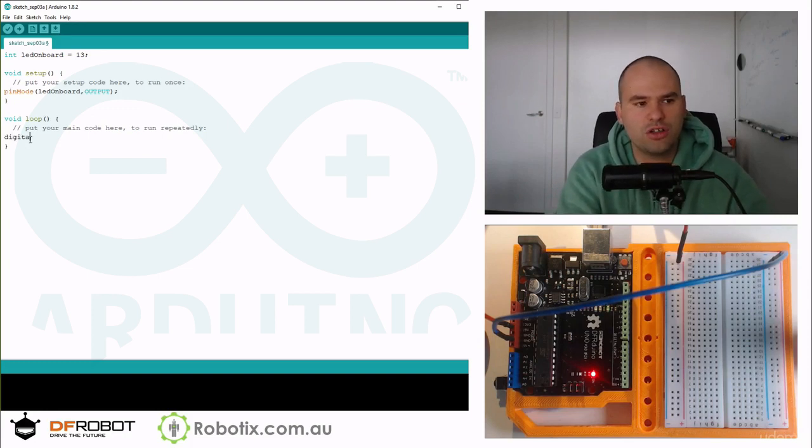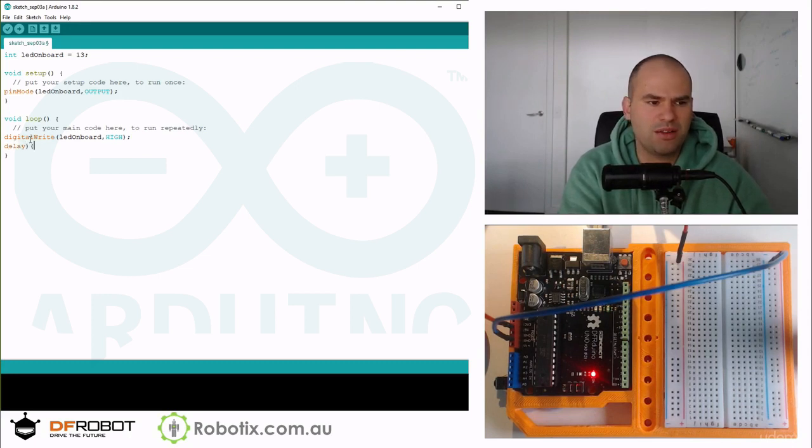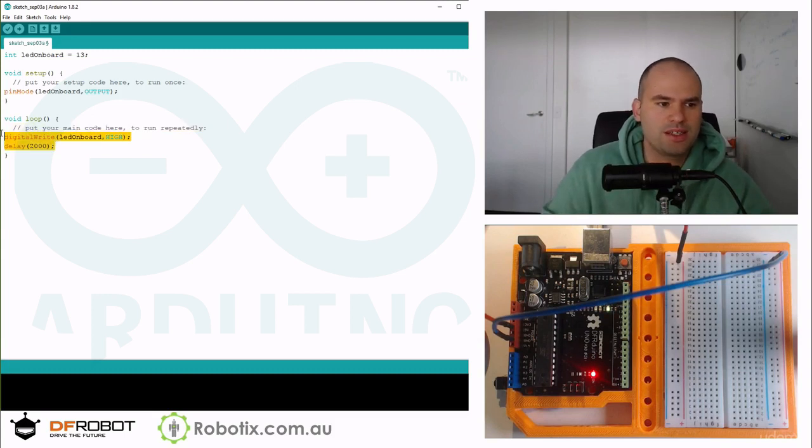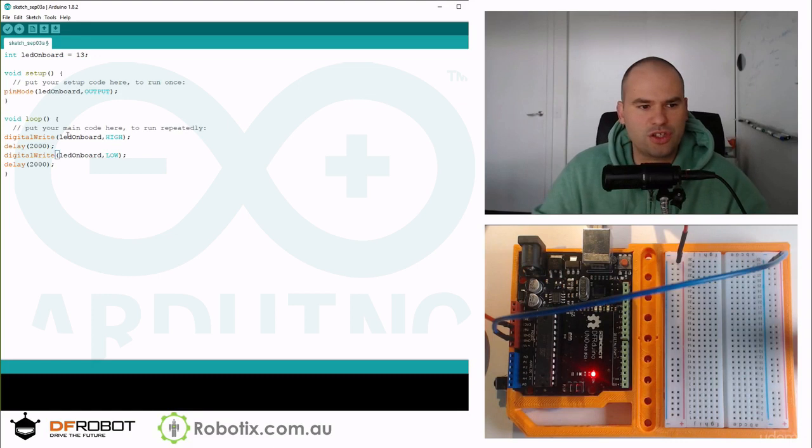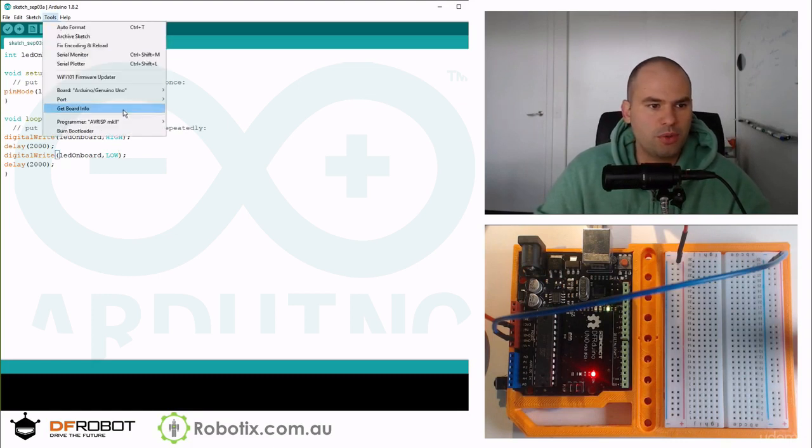Then we're going to digital write LED on board, comma high, delay, and we're just going to make it blink fast. We're going to delay, I don't know. Actually, let's just go something big. 2 seconds, delay 2000. Then we're gonna basically repeat this code, except we're gonna make that low. So it should blink even slower once this program is uploaded.